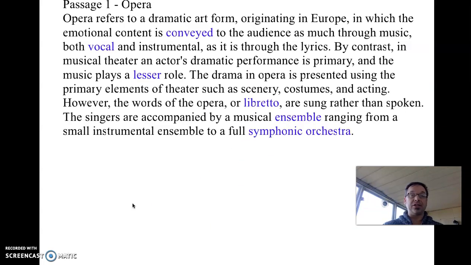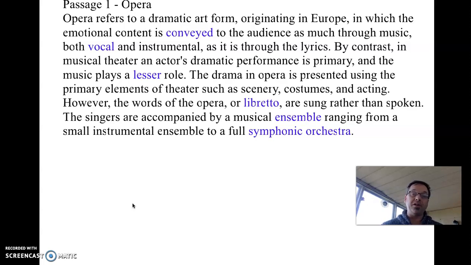Let's look at our first passage, passage 1, opera. Right? Opera refers to a dramatic art form originating in Europe, in which the emotional content is conveyed to the audience as much through music, both vocal and instrumental, as it is through the lyrics. By contrast, in musical theater, an actor's dramatic performance is primary, and the music plays a lesser role.